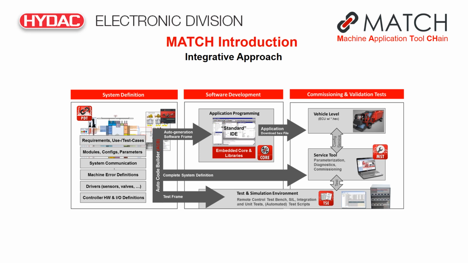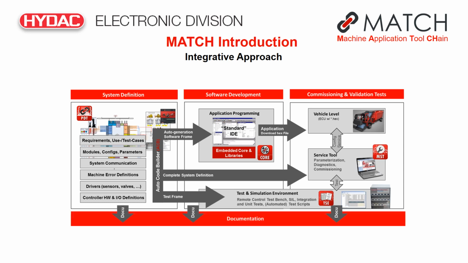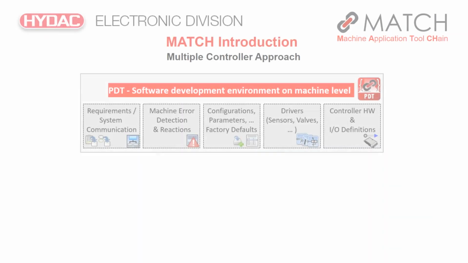Once the application is completed, MATCH will generate the downloadable file for the vehicle, service tool parameters for diagnostics and commissioning, and also the required files for test and simulation. Finally, MATCH will then create all of the documentation generated by each of the modules.